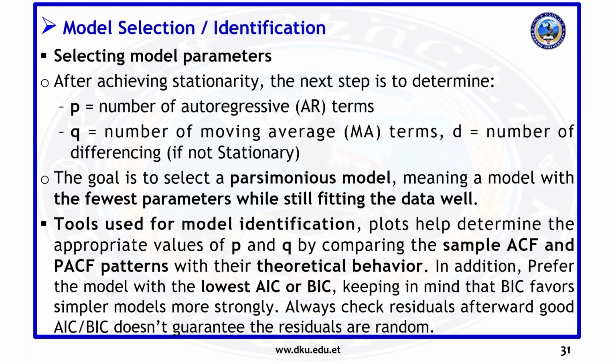The goal is to select a parsimonious model, meaning a model with the fewest parameters while still fitting the data well. Tools used for model identification, such as plots, help determine the appropriate values of the orders p and q by comparing the sample autocorrelation function and partial autocorrelation function patterns with their theoretical behavior. In addition, prefer the model with the lowest AIC or BIC, keeping in mind that BIC favors simpler models more strongly. Always check residuals afterward. A good AIC or BIC does not guarantee the residuals are random.